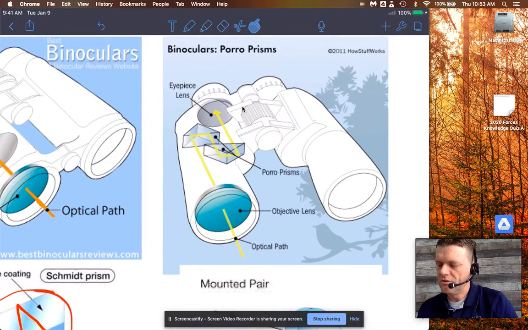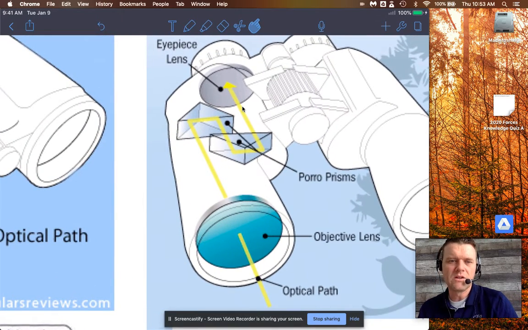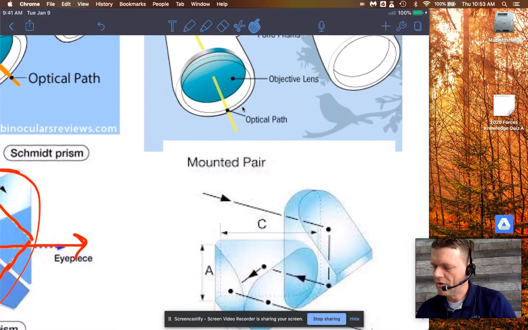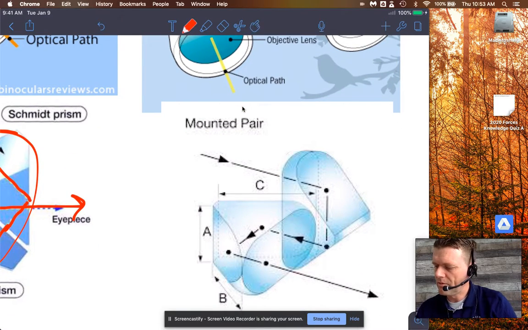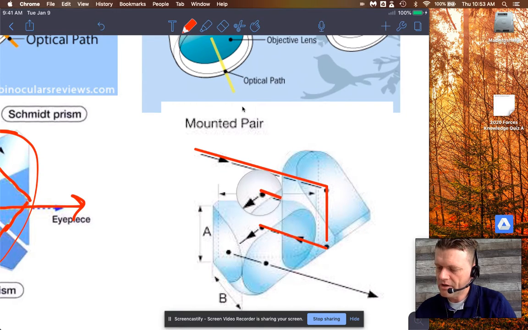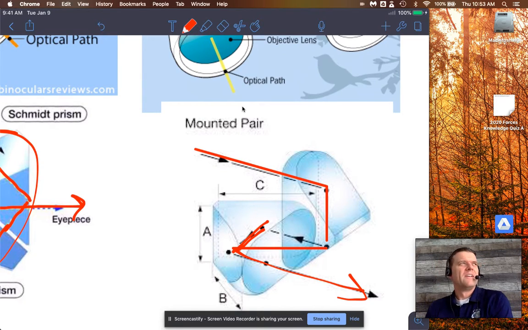The porro prism works in a similar fashion. It uses two triangular prisms, and you can see here the internal reflection that happens. Up close, it's pretty easy to follow. If this was the objective lens, it comes in straight here, then internally reflects, leaves the first prism, goes into the second one, internally reflects twice, and then comes back out. So that is just a simple example of refraction.